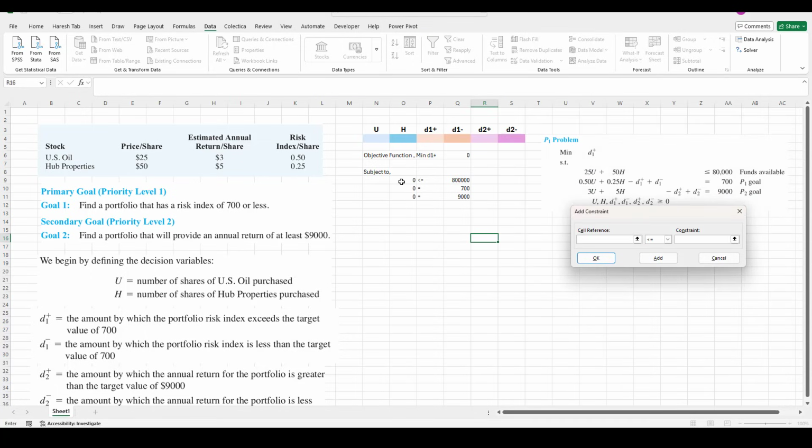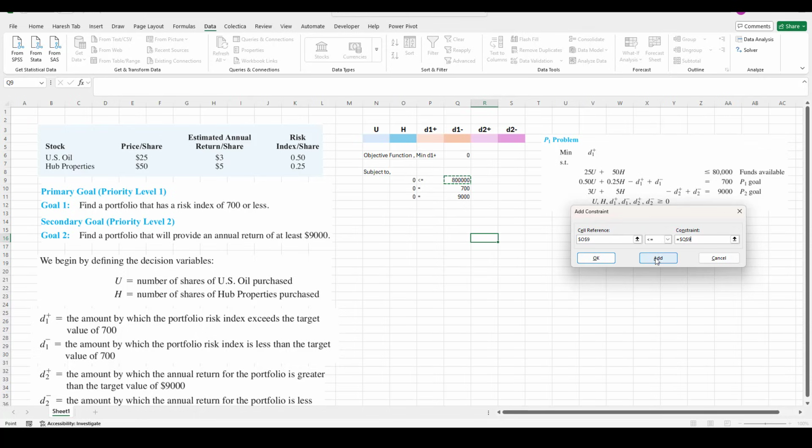Then because this and this have different signs, I cannot put them together. So first I will put the first equation. On the left side I will click this, O9, then here it is less than or equal to. On the right side I will take this, so this is 80,000. I think there is one more. I will just reduce the 0.